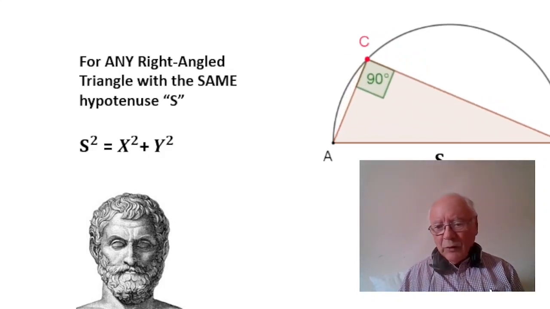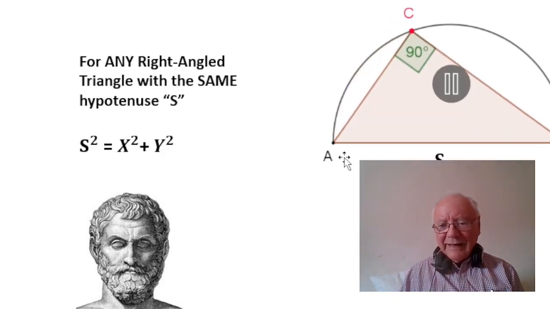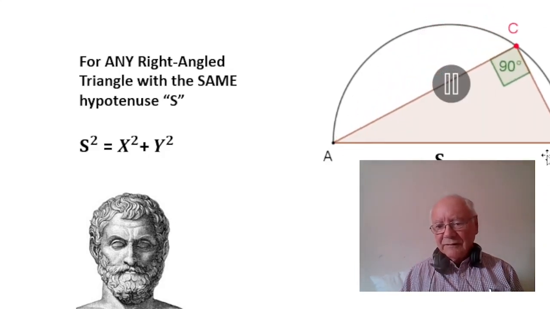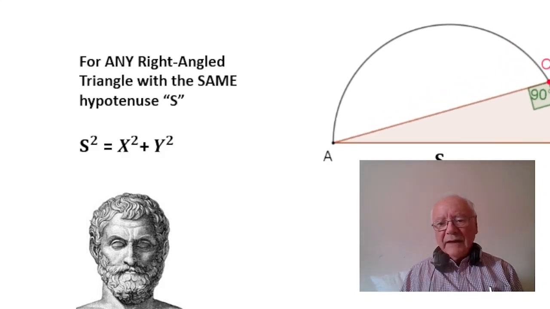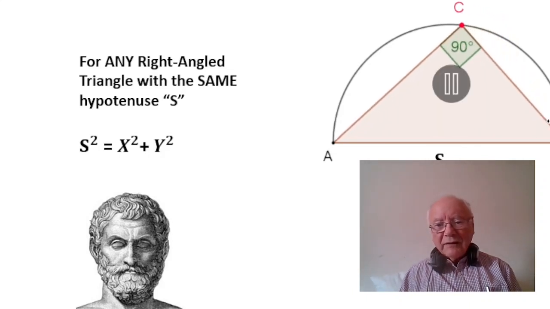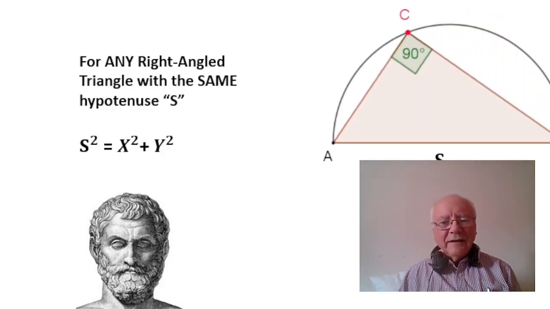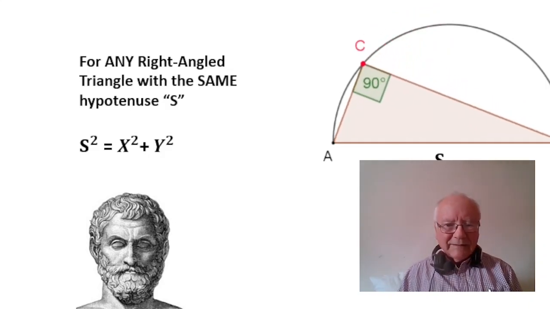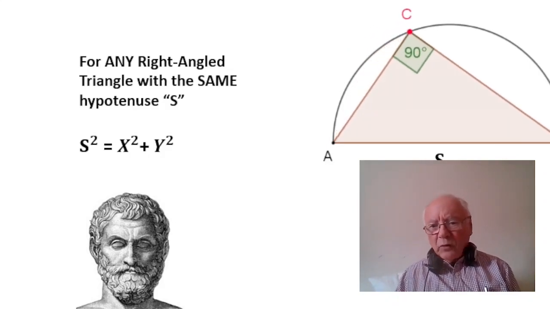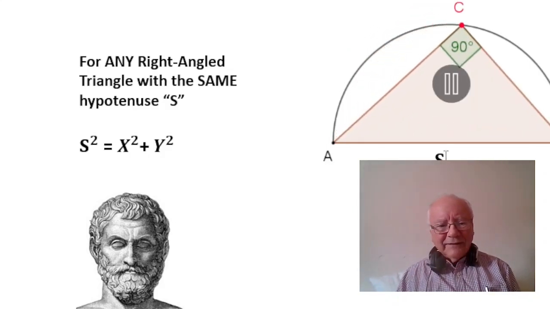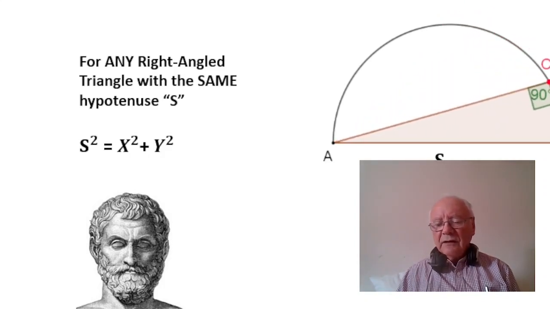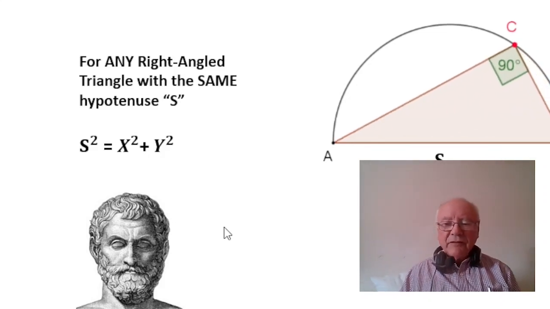Thales' theorem says if you have a diameter of a circle S, and I've drawn here half of the circle around the diameter, then if you join up the two ends of the diameter to the circle, the triangle that you get always has 90 degrees as its apex. And you can do this all the way around the circle if you want to. So for all of these triangles, s squared is equal to x squared plus y squared, where x and y are the two other parts of the triangle.